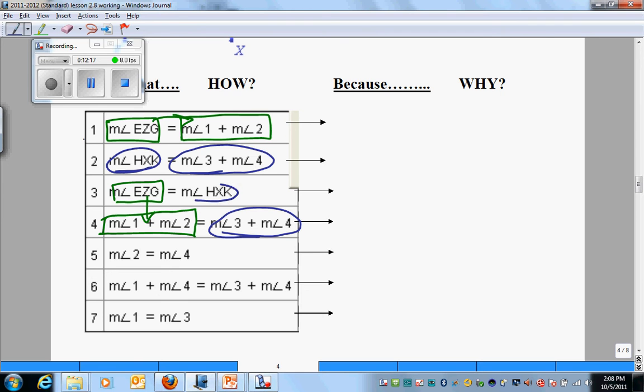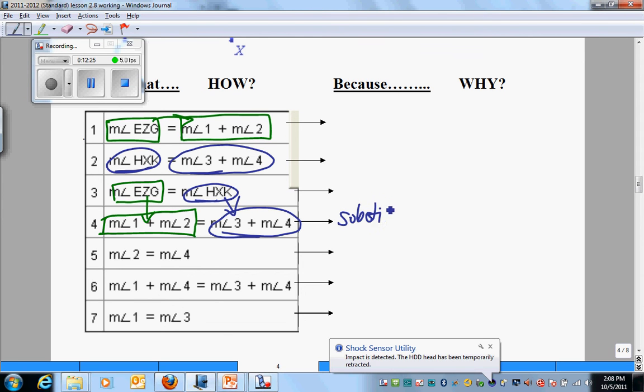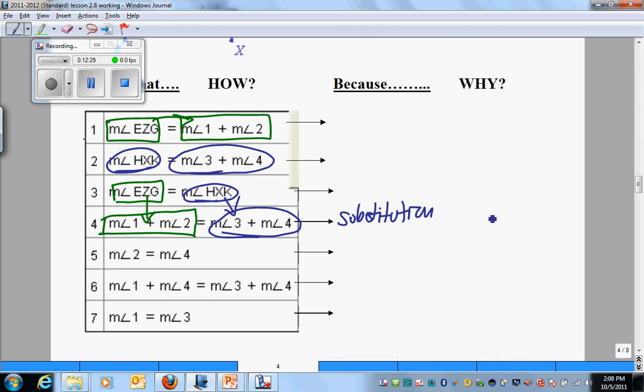Go check. Now circle here what it equals, HXK, so you can see we take 3 and 4 and we swap it out. So line 4 is substitution. We swapped out the larger angles for the expressions. Okay? That's what I mean by brain is in your hand. You have to learn to physically mark stuff up.